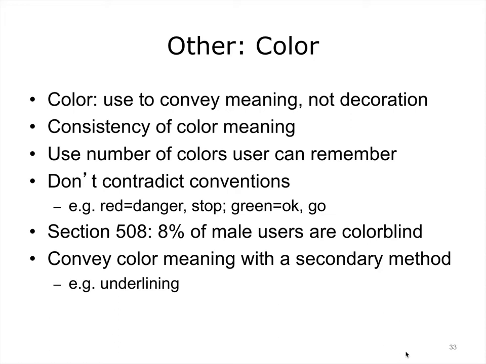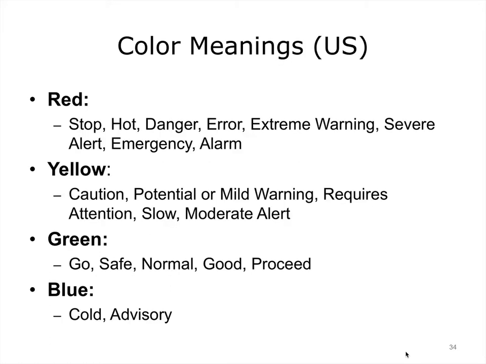For example, text highlighted in color can also be underlined for emphasis. Hatch marks or other fill techniques can be used to show differences between regions. One practice is to print interfaces in grayscale to ensure that areas distinguished by color are intelligible without it. Here we have the color meanings in the United States.